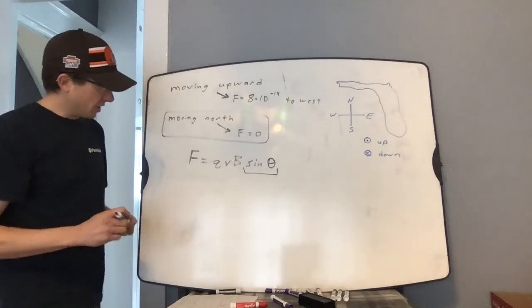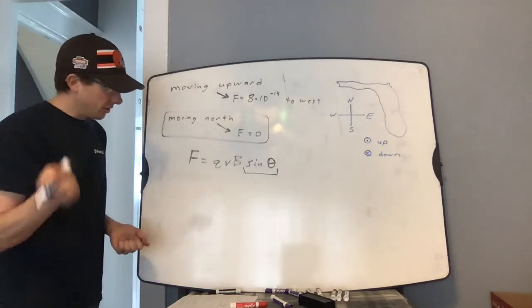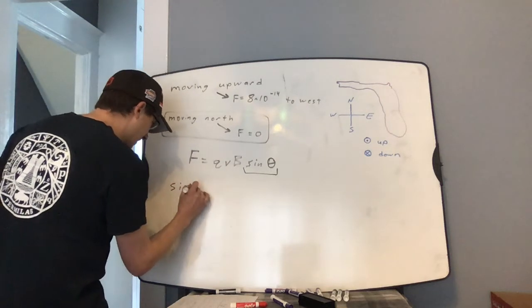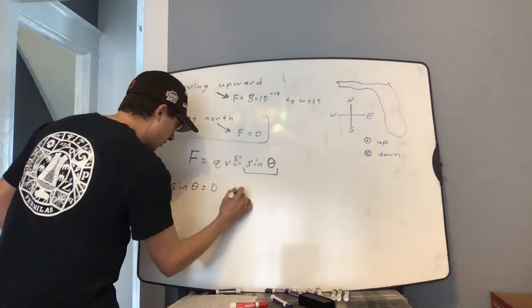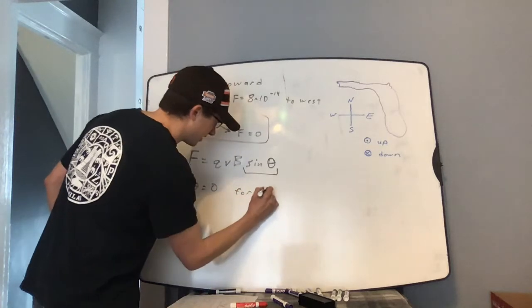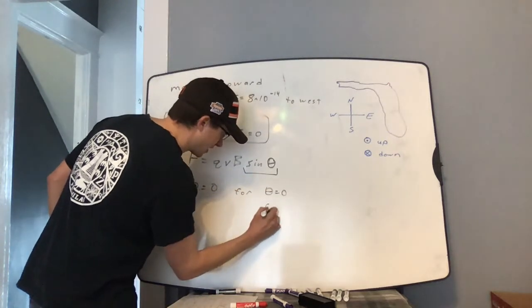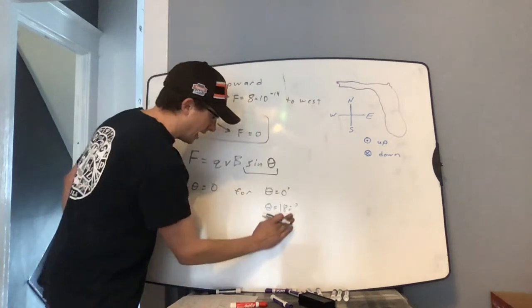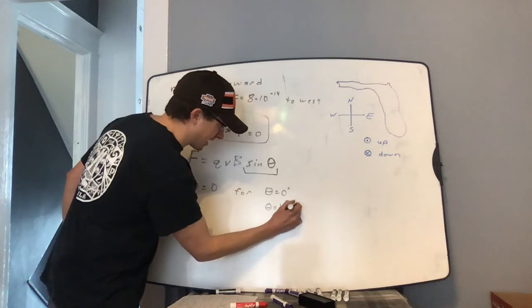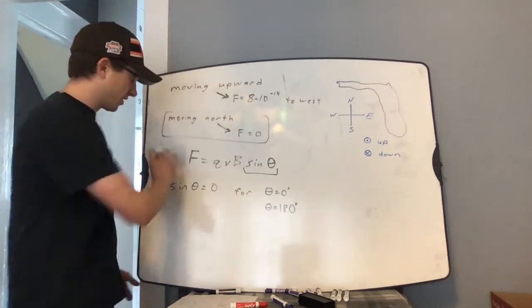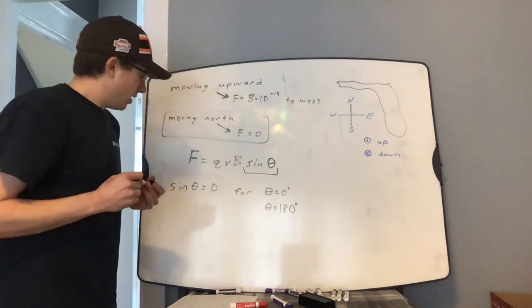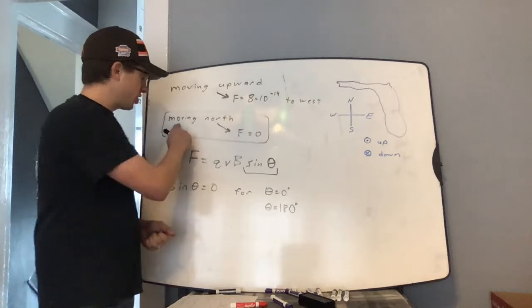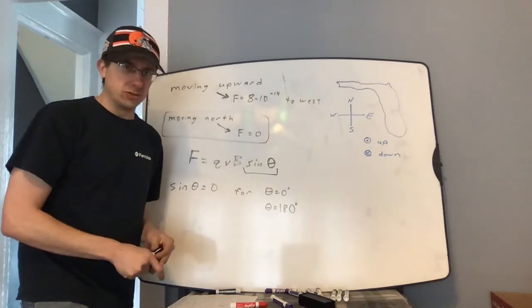So we ask ourselves, at what angle will sine of theta equal 0? And the sine of theta is equal to 0 for two possibilities. The angle is 0 or the angle is 180 degrees. Any other angle, the sine of theta is going to be non-zero and we'll get a non-zero force. So this angle is the angle between the direction of motion and the direction of the magnetic field.